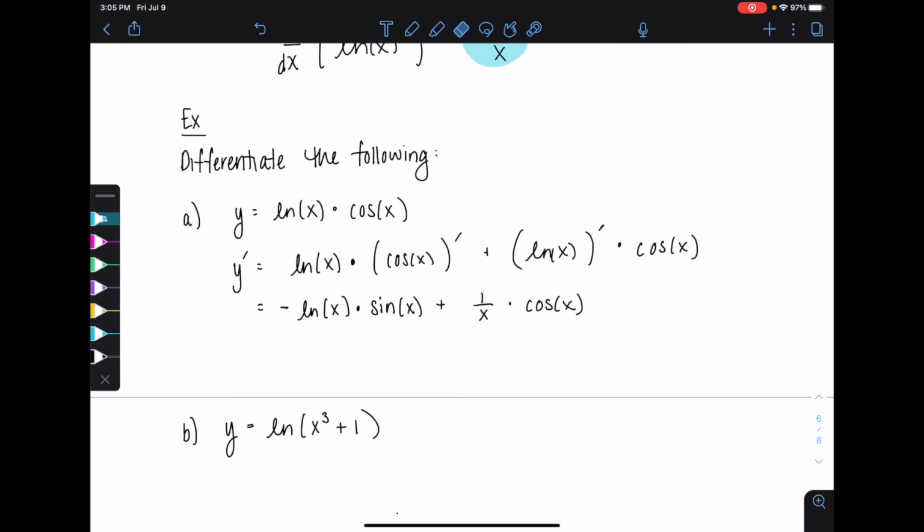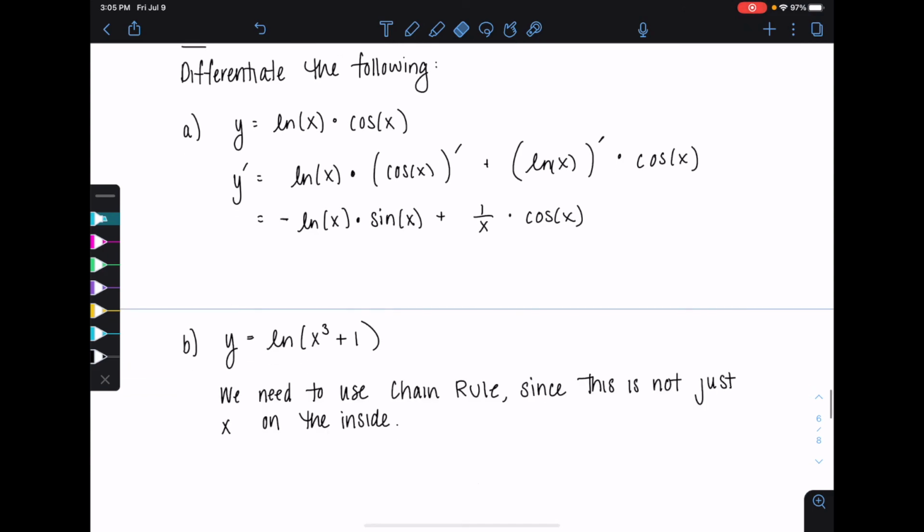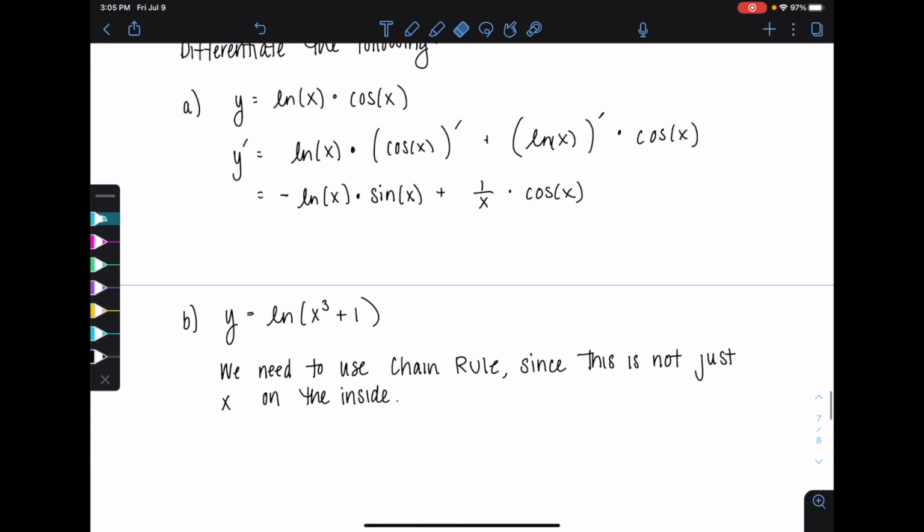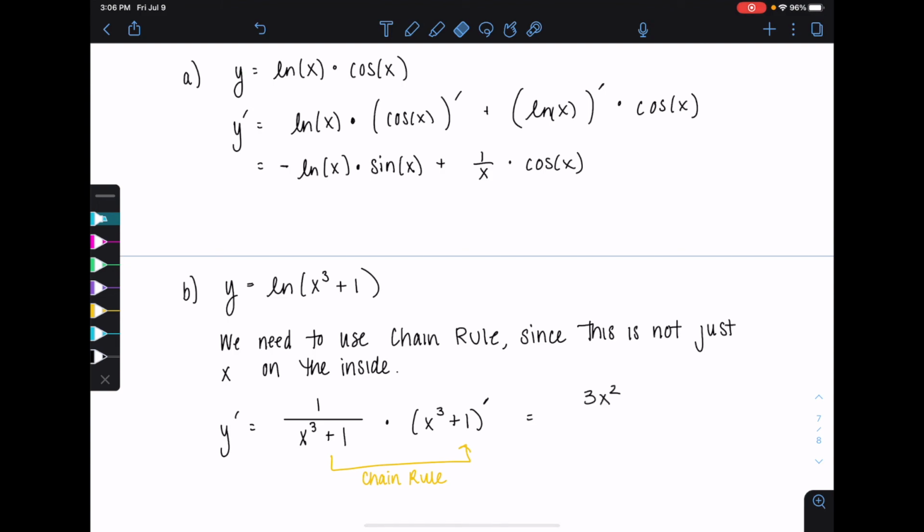If we go through the derivative of y equals natural log of x cubed plus 1, we really need to use chain rule because it's not just x on the inside. So thinking about the derivative of the outer function, it's 1 over x, but it has to stay evaluated at x cubed plus 1. So ultimately, y prime is 1 over the inside. Chain rule tells us we then have to multiply by the derivative of x cubed plus 1. And that's just 3x squared. So really, you could put 3x squared in the numerator, x cubed plus 1 in the denominator.